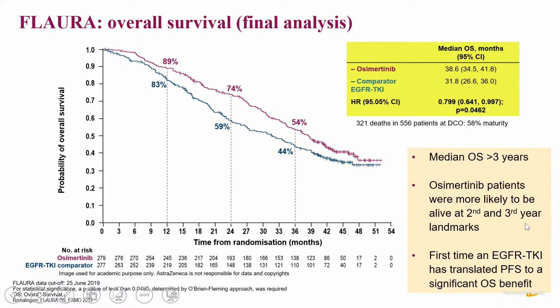This is the first time an EGFR TKI has translated progression-free survival into a significant overall survival benefit. So 3-year overall survival is 54% versus 44%. And if you see here, the total median OS is 38.6 versus comparator 31.8. Hazard ratio for this is 0.79.